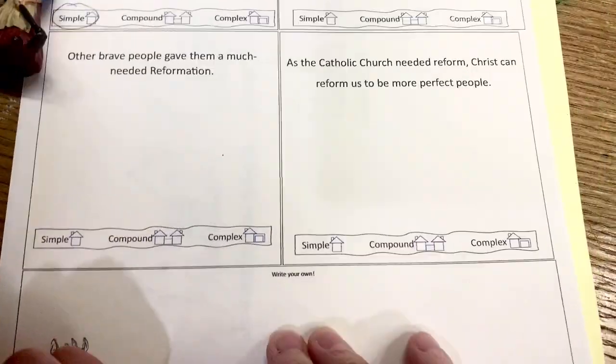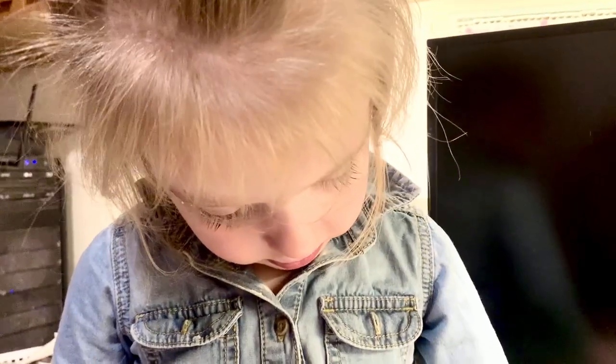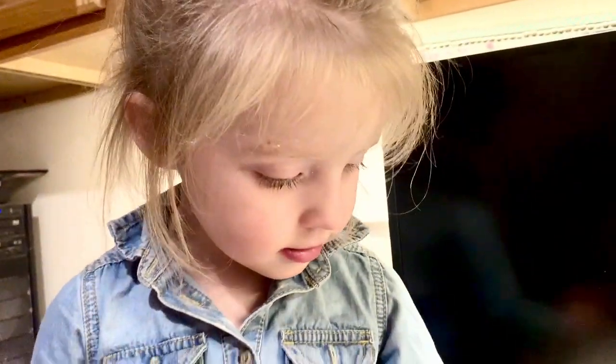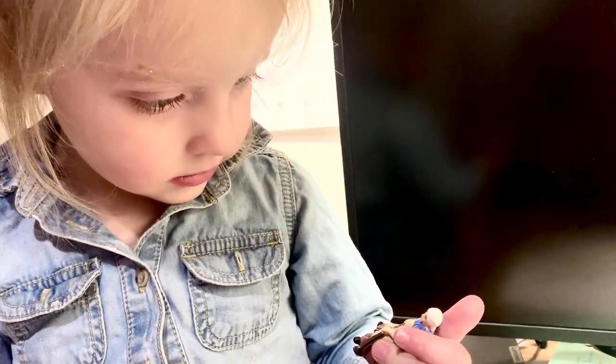All right. Should we do our next sentence, Emmy? Yes. Okay. Emmy, what do you think about her? Huh? Are you a sweetie pie? Yeah. You are. Are you holding Sally? She's helping us with our grammar today. Should we do our next sentence? Yeah. Okay, let's do it.